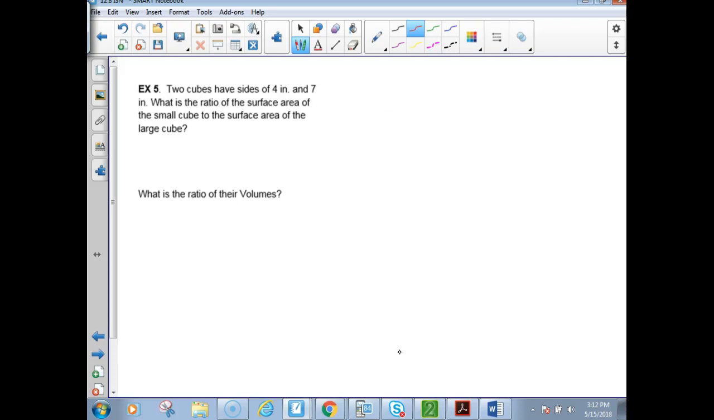Number 5, 2 cubes have sides of 4 inches and 7 inches. What's the ratio of the surface area of the small cube to the surface area of the large cube? This question could definitely be on the final. We've done these. If they have sides of 4 inches and 7 inches, then the scale factor is 4 to 7.